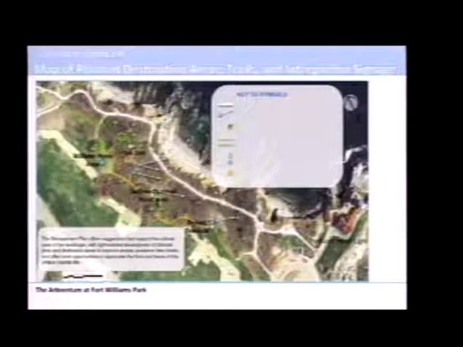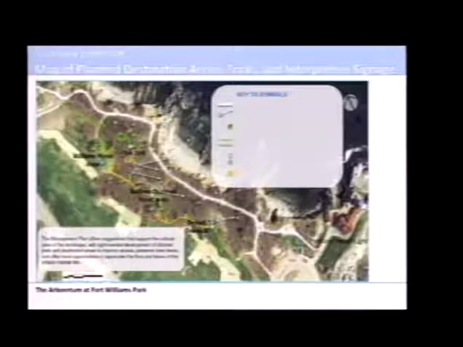The trail connects four different viewpoints, destination areas. Currently, these exist informally as picnic areas and overlooks. This plan calls for maintaining their function and improving them as formal destination areas that are linked by a new secondary trail network, which I just pointed out.